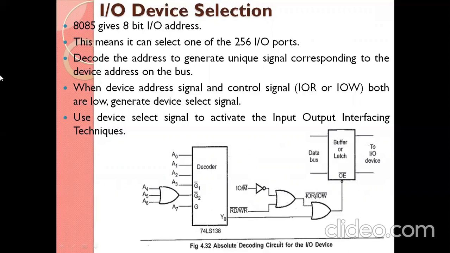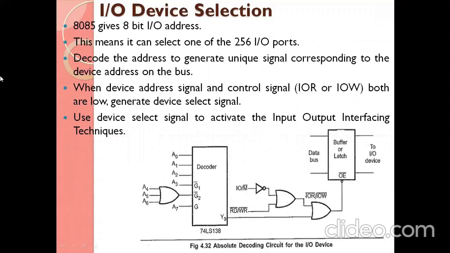So this is a decoder. What is meant by a decoder? 3 inputs means 8 outputs, 2 power n outputs. 2 inputs means 2 power n, which is 4 outputs. So here there are 3 selection lines available, that are A0, A1 and A2. Then G1 bar, G2 bar and G. G is connected to A7, that is high. G1 bar and G2 bar are low. So A3, A4, A5, A6 are low. All the signals are low. So by using this method, we can connect 256 input devices and output devices.